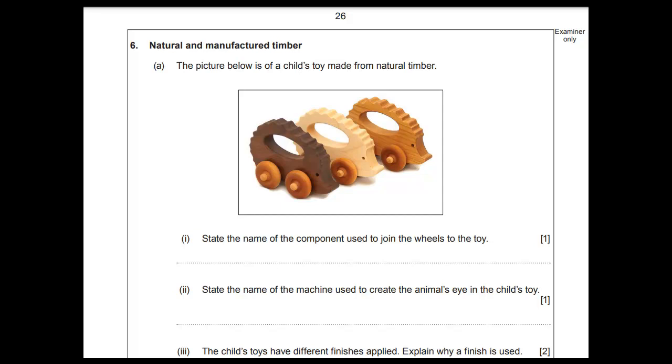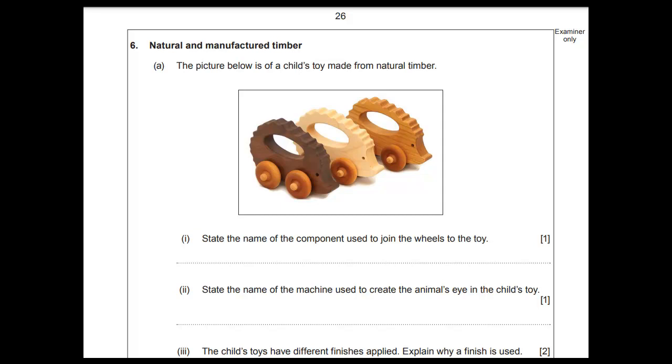Hi and welcome to the first of a few sessions that we're going to do, just looking at exam papers and looking at the questions and focusing on how we would answer these questions. So this is for section 6, which is for the natural and manufactured timber section.